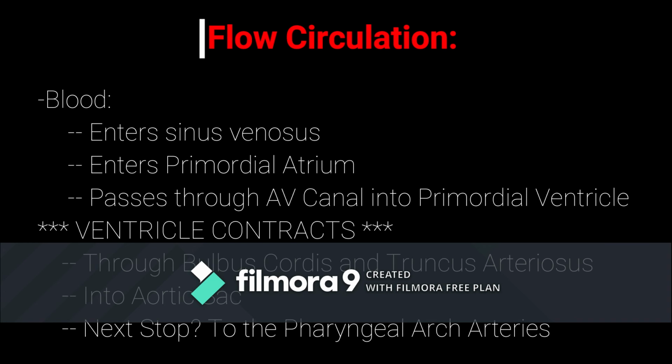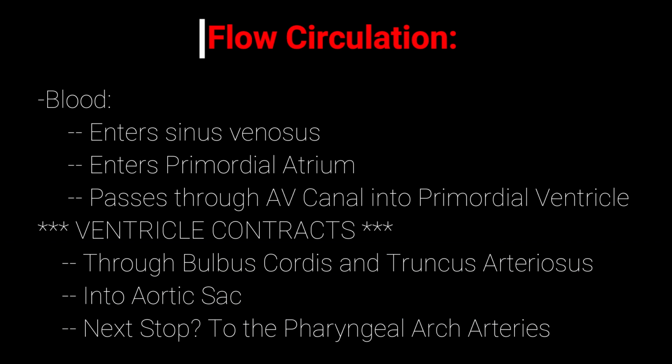When the ventricle contracts, blood is then being pumped through the bulbus cordis and the truncus arteriosus into the aortic sac. It is then distributed to the pharyngeal arch arteries.